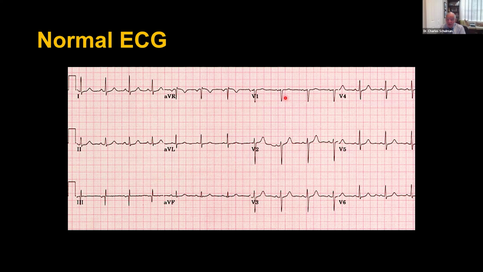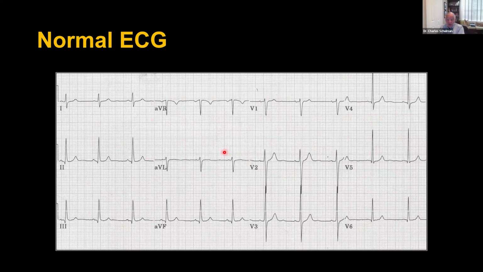And there is, here, notice the R wave progression become progressively larger as you move your electrodes across the chest. Here's another normal one. This has a prominent Q wave in 2, 3 and aVF.